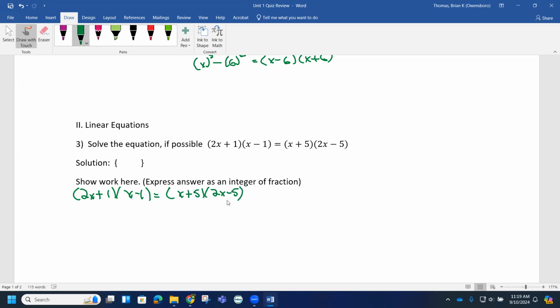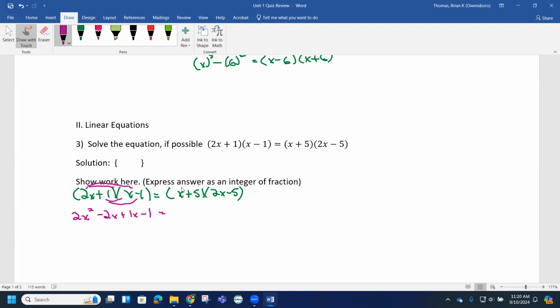So right now, it doesn't look linear at all. So what we need to do is just start all over and start multiplying everything back out. We need to multiply the 2x plus 1 times the x minus 1 using FOIL. So the 2x has to go through and the 1 has to go through. This is going to give me 2x squared minus 2x and then 1x minus 1.